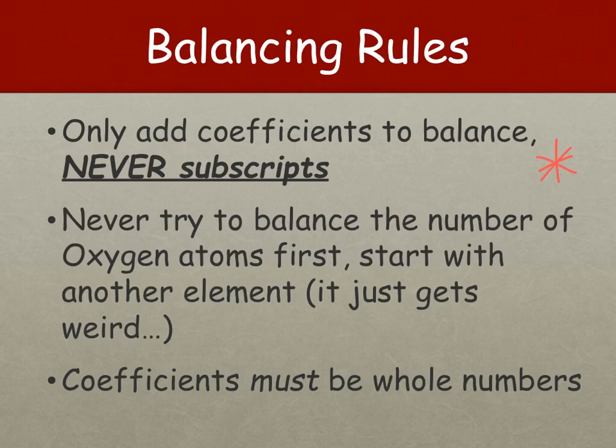And we learned in ionic bonding that ratios are mandatory. They are required and they are constant. You can't change a ratio. So don't change your subscripts, only multiply the molecule a couple times. Never try to balance the number of oxygens first, unless you have to, but usually oxygen gets weird because it has a -2 charge, so it's just all over the place. And then coefficients must be whole numbers.